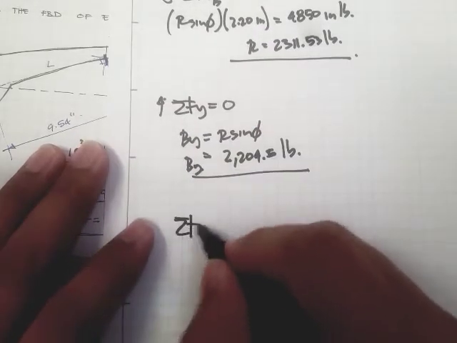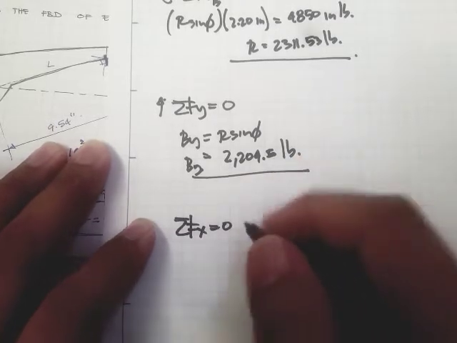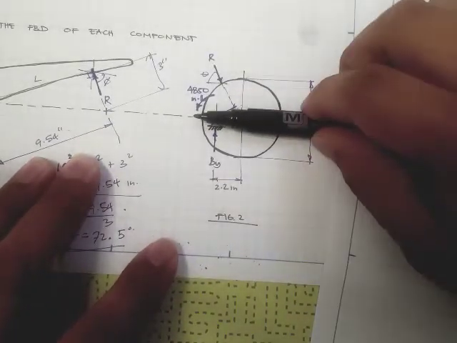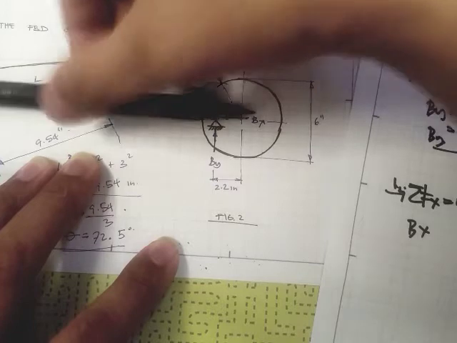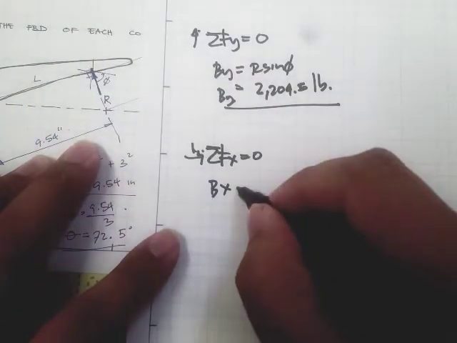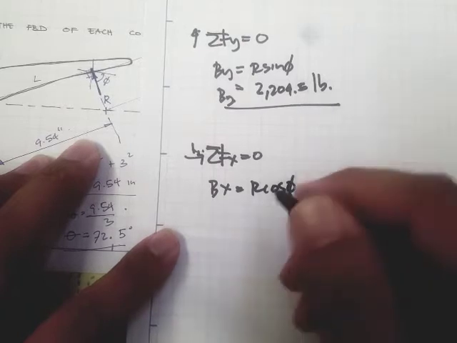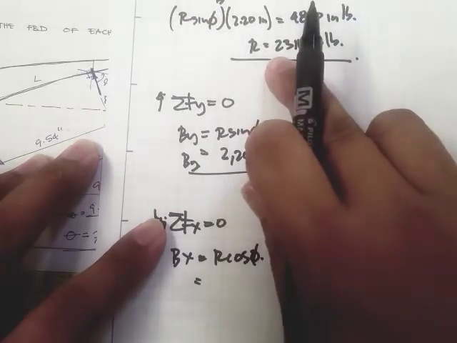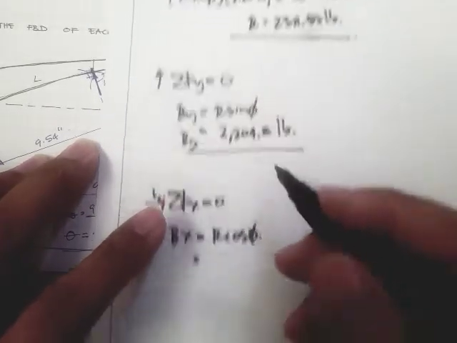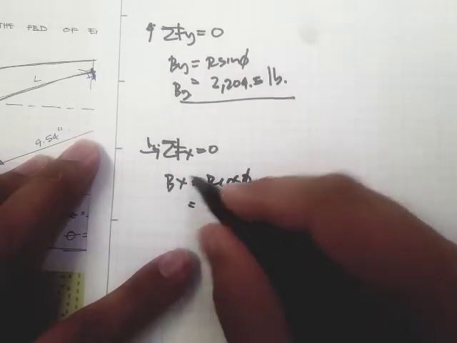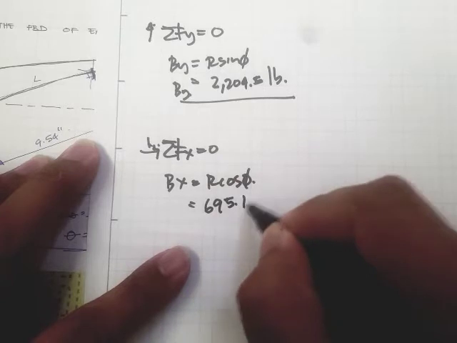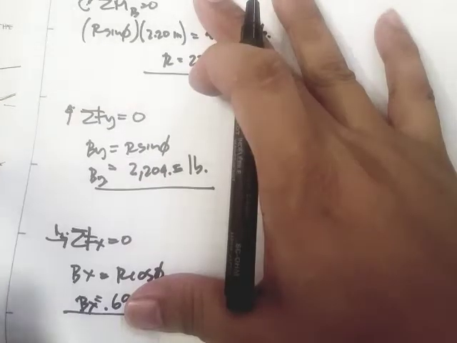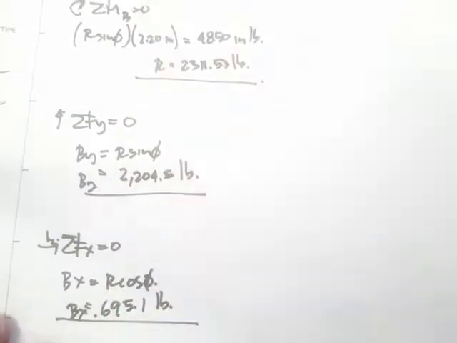Okay, and then lastly, summation of forces X is equal to 0 and BX. So this BX is just equal to the horizontal component of the R. So BX is equal to R cosine theta. And if you substitute the value of R, instead of using sine theta, we use the cosine theta. If you substitute all the values, what you get is 695.1 pounds. Okay, so now we have all the unknowns.